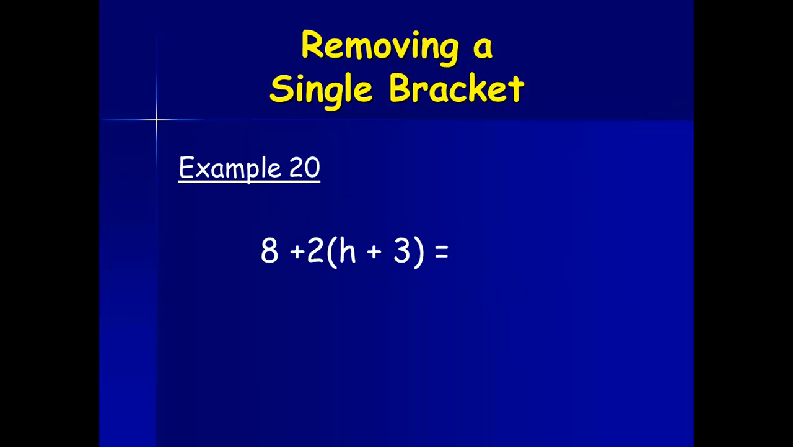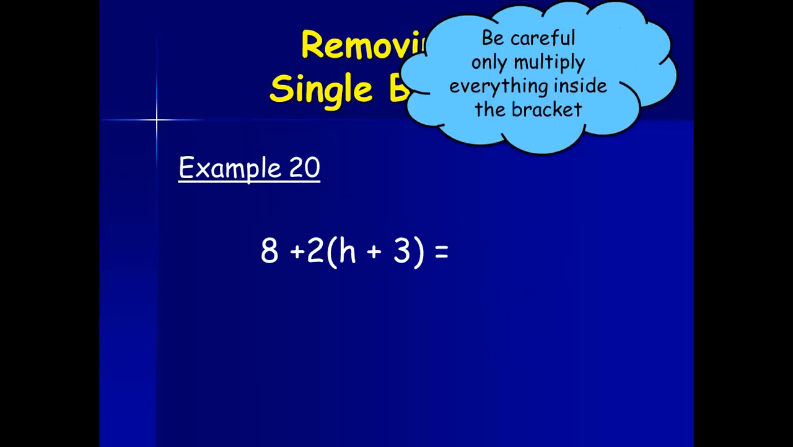Okay, let's take another example. 8 plus 2 multiply by (h plus 3). We know that we have to do multiplication first. So 8 will be as it is. And then I will multiply the 2 by h. That will give me 2h. And then I will multiply 2 by 3. That will give me 6.